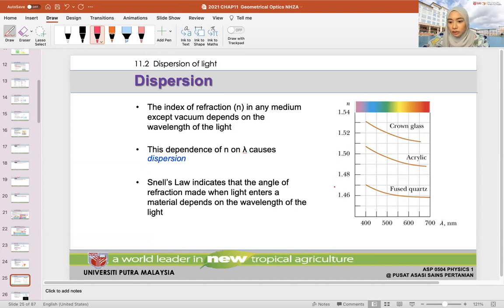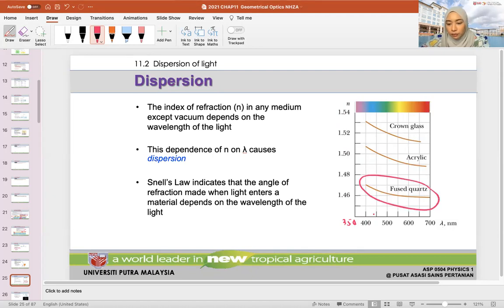So let's take a look at this graph. If you have questions, you can interrupt me, as usual. So here, the x-axis of this graph is 400 to 700, or maybe this is 350 to 700, and this is N, your index of refraction, or refractive index. It is from, I don't know what this is, 1.46 up to 1.54. So let's take a look at fused quartz first.